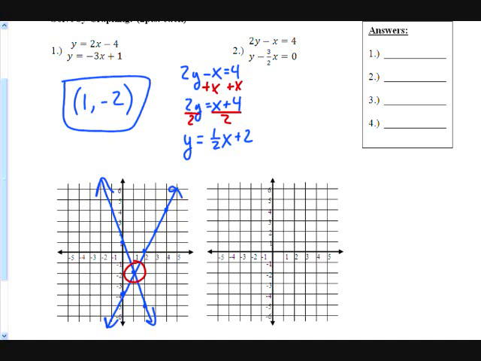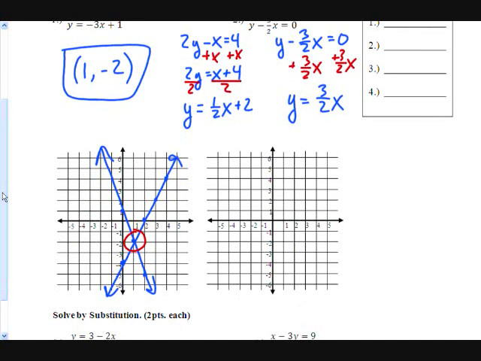Now that one's in slope-intercept form. I have to do the same thing with the second equation. In order to put it in slope-intercept form, I have to add the 3/2 x to each side, which is going to leave me with y equals 3/2 x. Now they're both in slope-intercept form, so now I'm going to graph each of these.